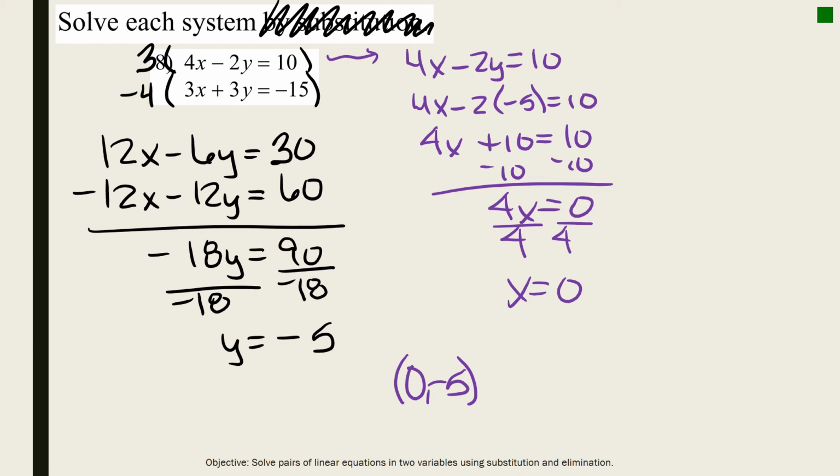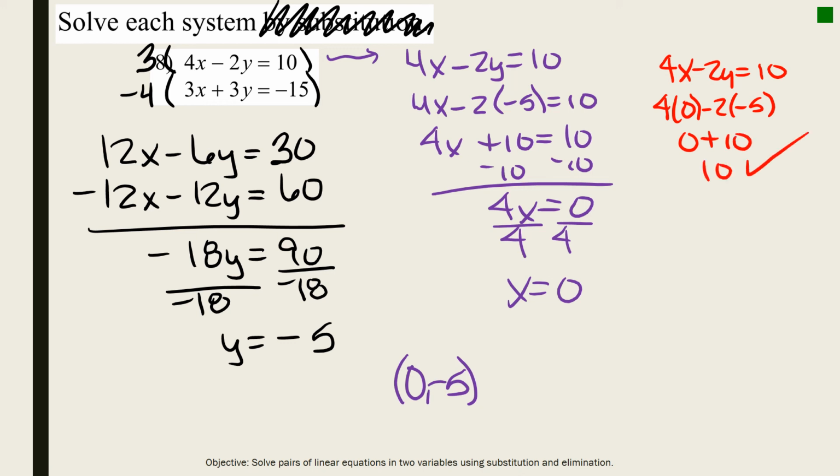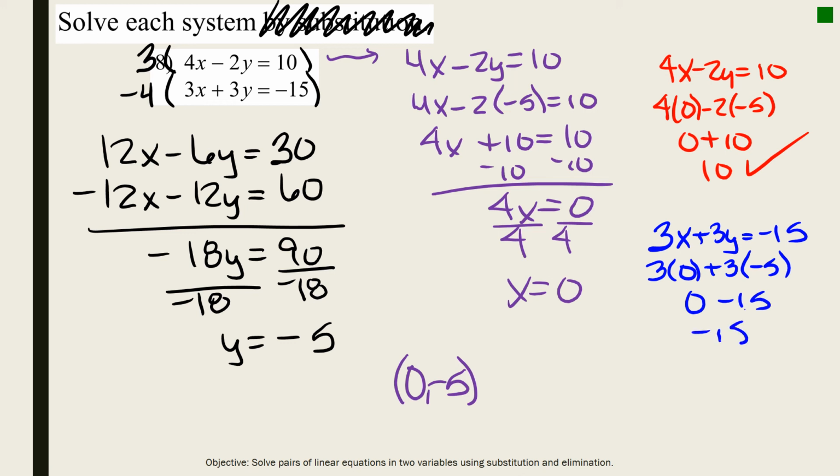Let's see if I did it right. In the first one, 4x minus 2y has to equal 10. 4 times 0 minus 2 times -5. 0 plus 10, 10. Booyah! In the second one, 3x plus 3y equals -15. 3 times 0 plus 3 times -5. 0 minus 15, -15. Yup-ers.